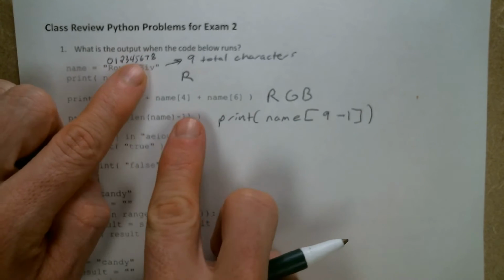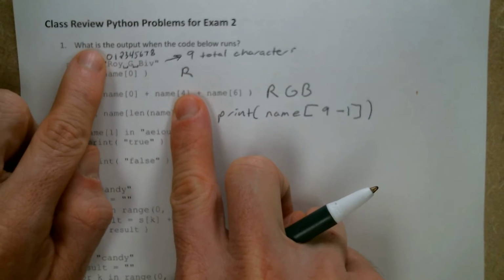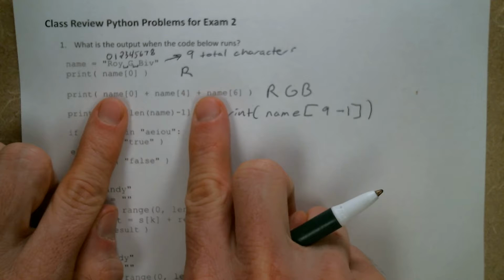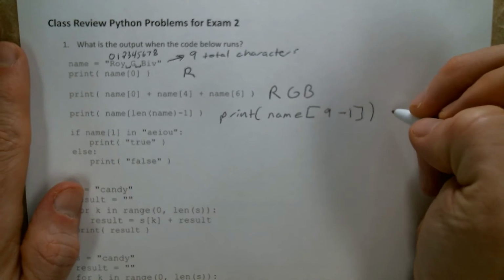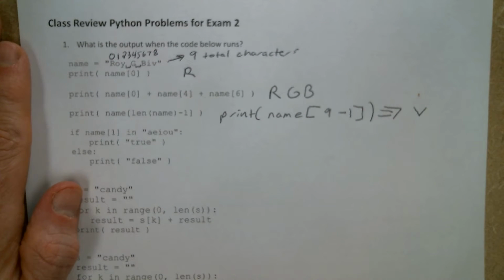All right, the last character is never going to be the length of the string because we start at 0. The last character is always going to be 1 less than the length of the string. So this would print out the lowercase v.